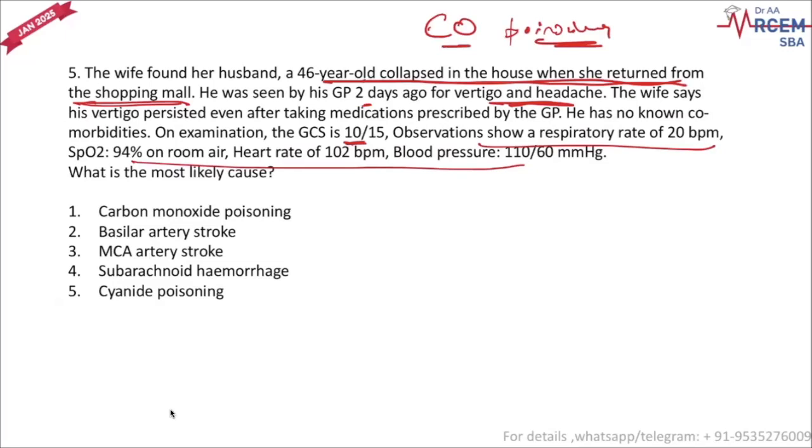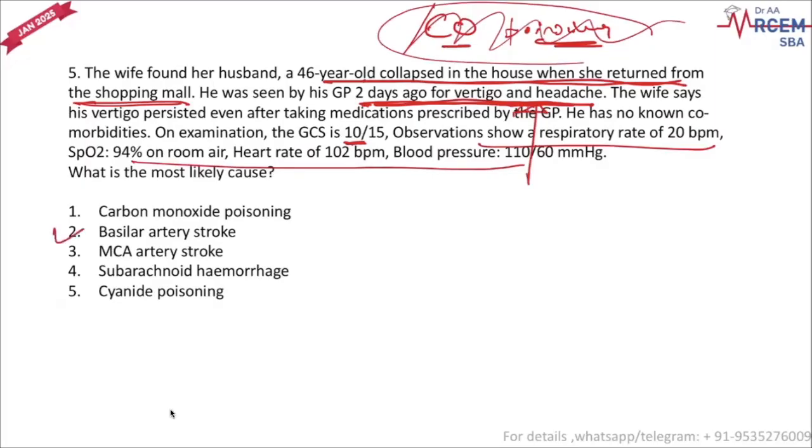But the other thing you need to remember is since 2 days he's been having vertigo and headache, and the wife says it has not improved. So this vertigo and headache is not a normal vertigo and headache. That means it's not a peripheral vertigo. It is a central vertigo which the GP has missed, eventually resulting in a full blown stroke. That's why we call it a basilar artery stroke that we are suspecting here.